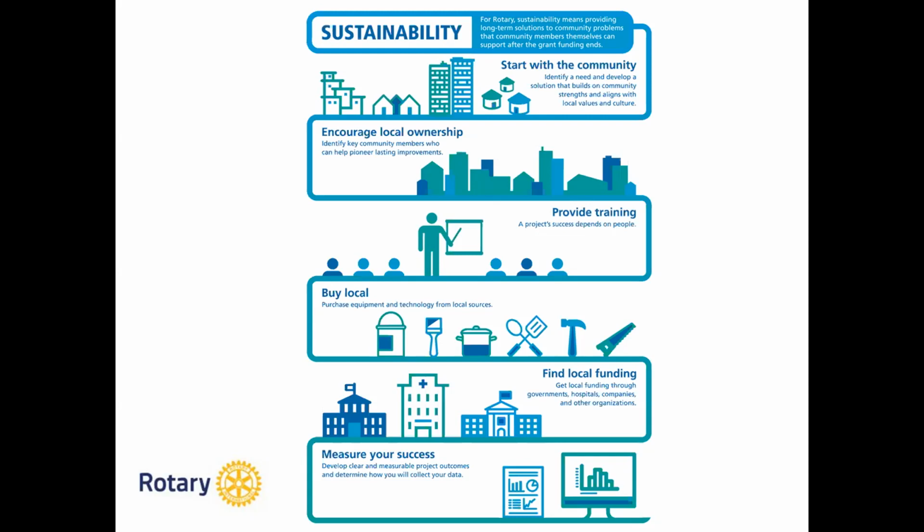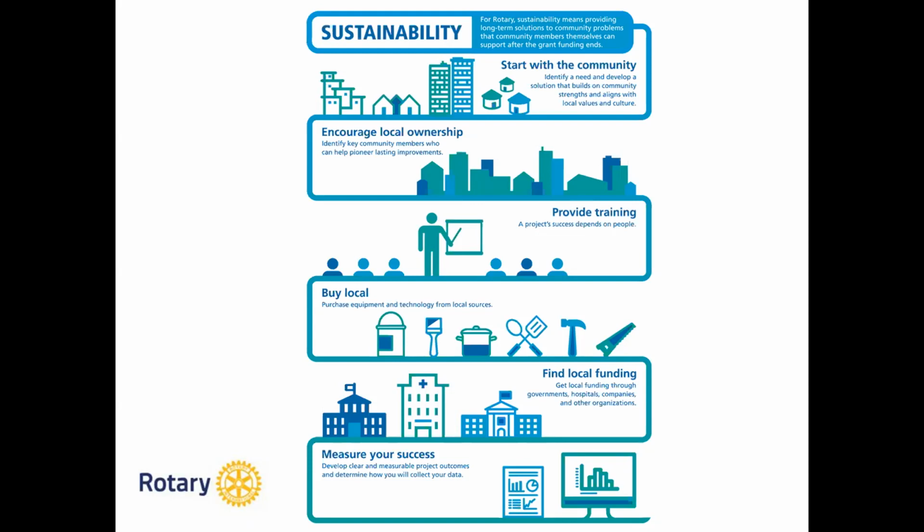Next is local ownership. Identify community members who can help pioneer lasting improvements. Third is training. A project's success depends on people. Provide training, education, and community outreach to strengthen beneficiaries' ability to meet project goals.